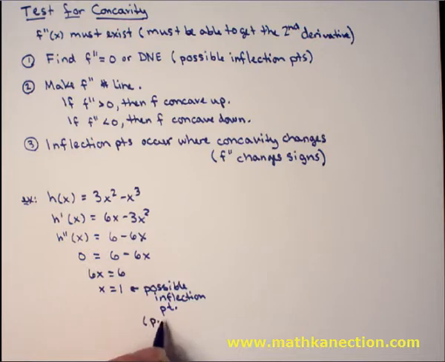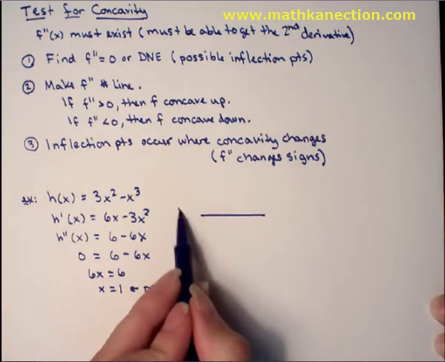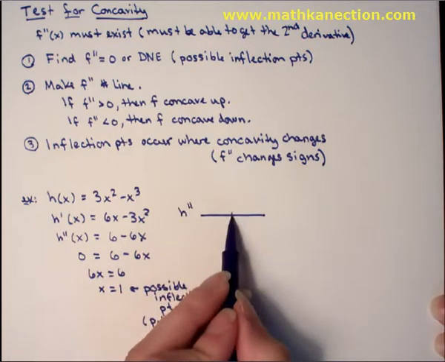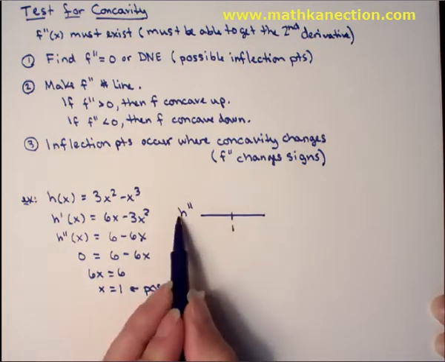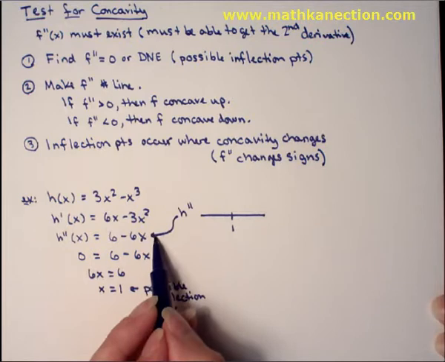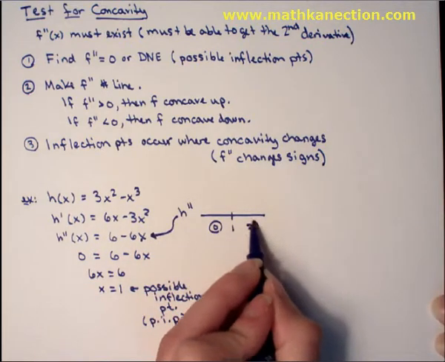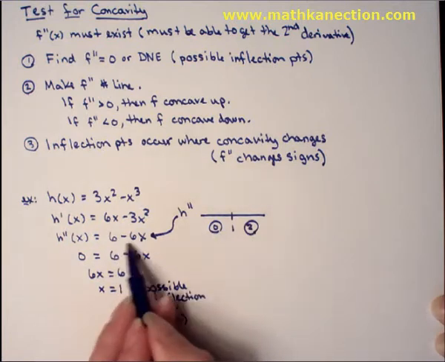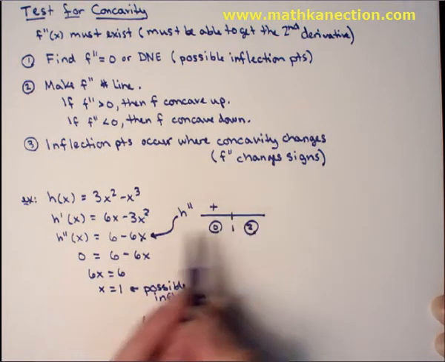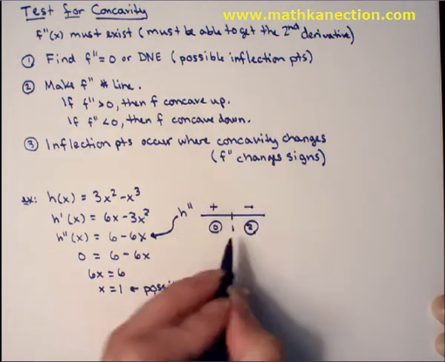That possible inflection point, which can be abbreviated as the PIP, would be put on the second derivative number line. So on our h double prime number line, that possible inflection point is put right on the number line. And we'll use test numbers 0 and 2. Substituting 0 into the second derivative, we get positive. Substituting in 2, we get negative.